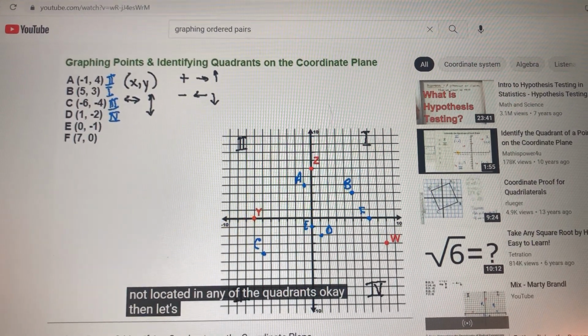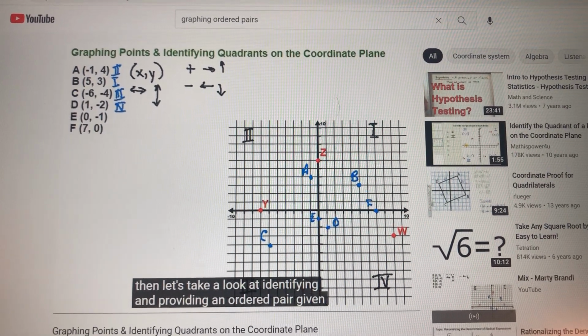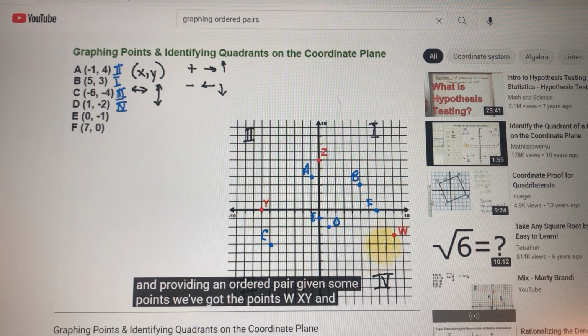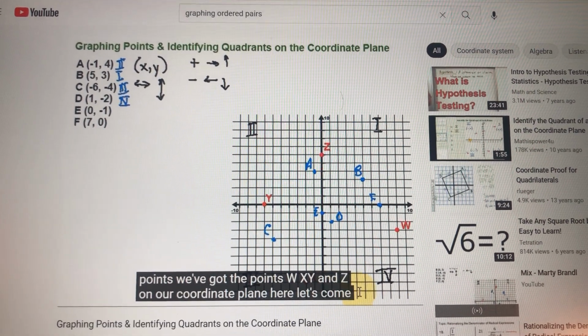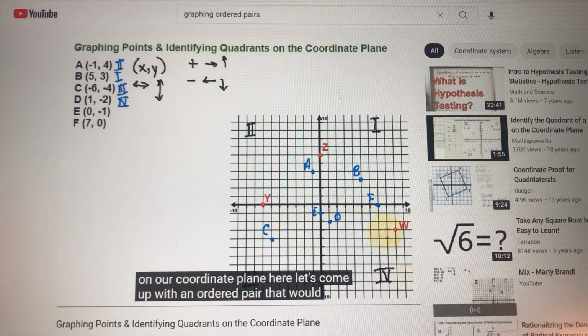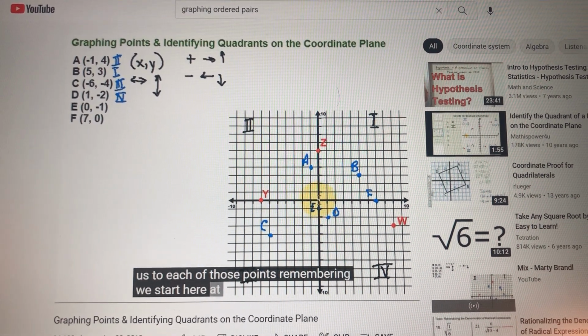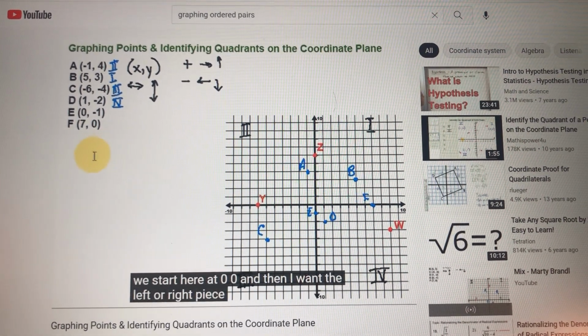Okay, then let's take a look at identifying and providing an ordered pair given some points. We've got the points W, X, Y, and Z on our coordinate plane here. Let's come up with an ordered pair that would get us to each of those points. Remembering, we start here at 0, 0, and then I want the left or right piece first.